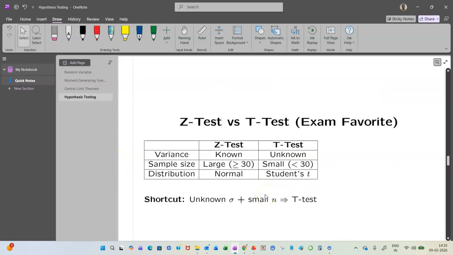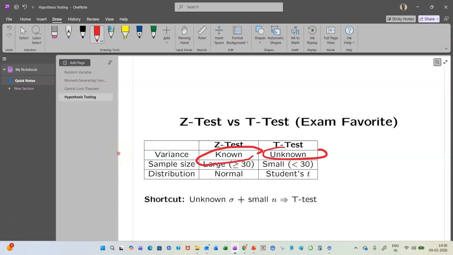From exam favorite, the difference between z-test and t-test: when variance is known, we use z-test. When variance is unknown, we use t-test. When sample size is greater than or equal to 30, we use z-test. When sample size is small, less than 30, we use t-test. In case of z-test the distribution of the test statistic is normal, in case of student's t, it is distributed as t. In shortcut, unknown sigma and small n, we will use t-test.